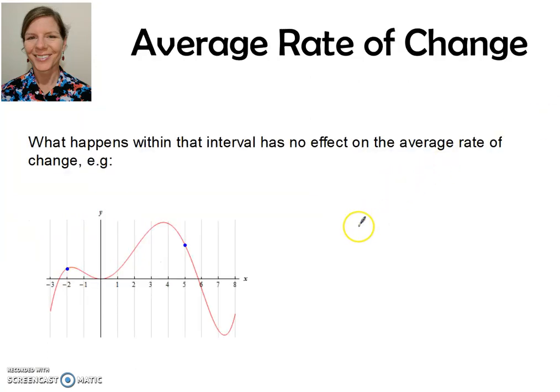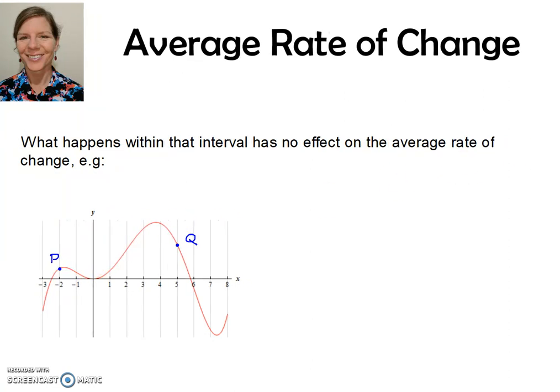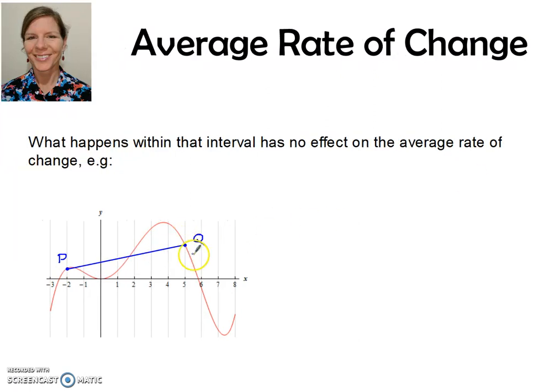Okay, so the interesting thing with average rate of change is what happens within the interval. Whatever interval you've picked, whatever happens in between has no effect on the average rate of change. So for example, if this is P over here and this is Q, and we want to find the average rate of change, that's joining this one to here. So we're just finding this distance there and this distance here.